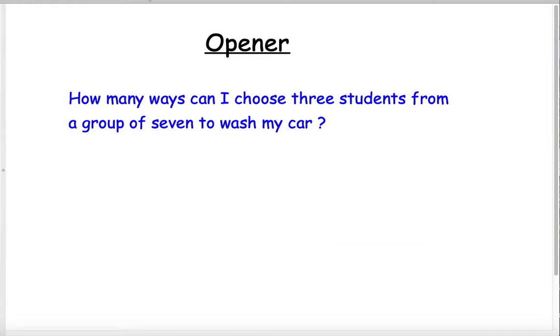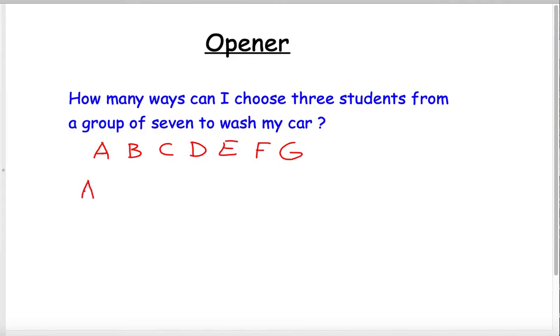But let's just go with it and figure this out. I have 7 students to choose from. Let's call our students A, B, C, D, E, F, and G. There's my 7 students. How many ways can I choose 3 of them?